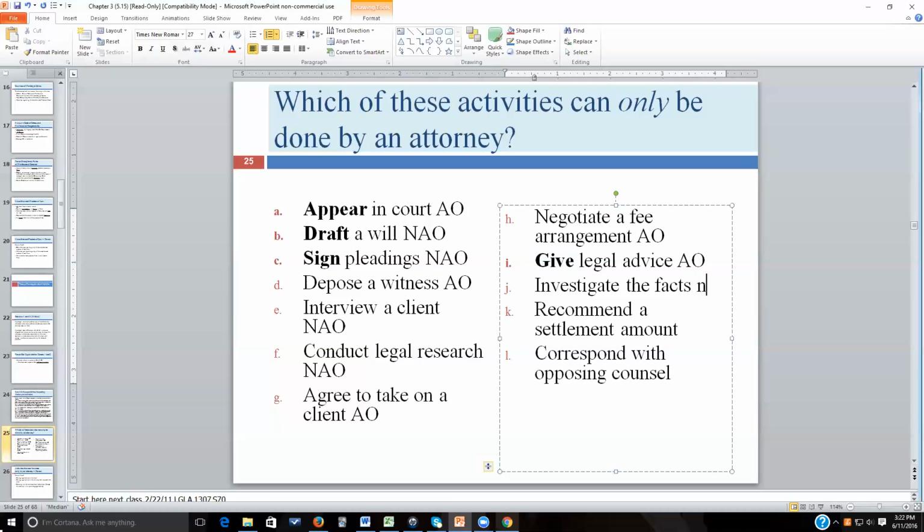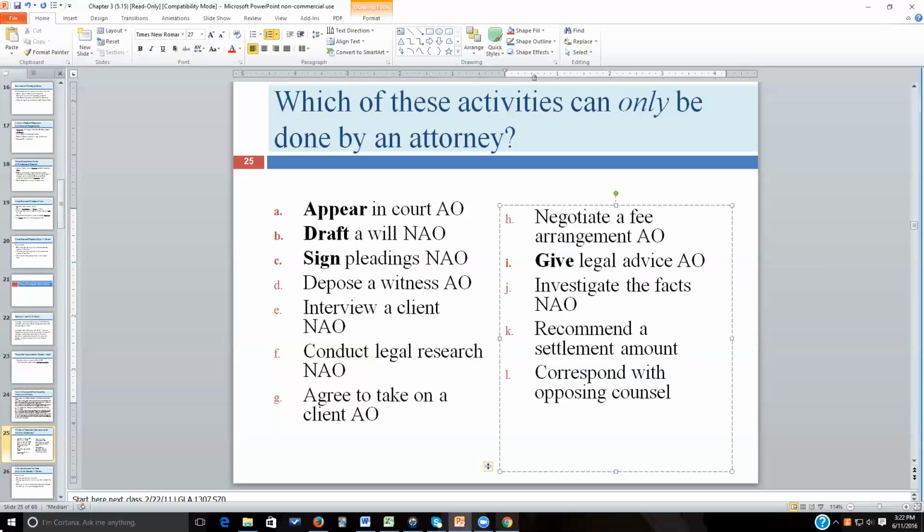This is not exclusively an attorney-only function. Paralegals routinely investigate facts. Of course, all of these things attorneys also do. So when I say it's not an attorney-only function, attorneys routinely do these things as well. Recommend a settlement amount. This is an attorney-only function. When I say recommend, I'm assuming it means recommend to the client. I'm going to add that, to the client.